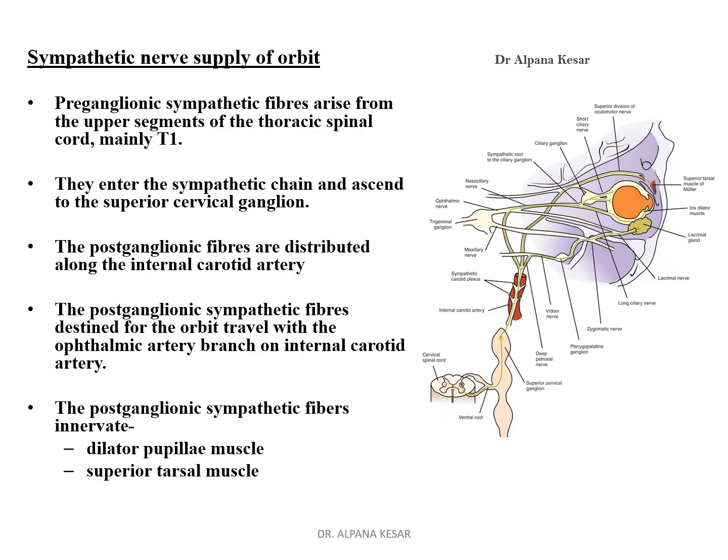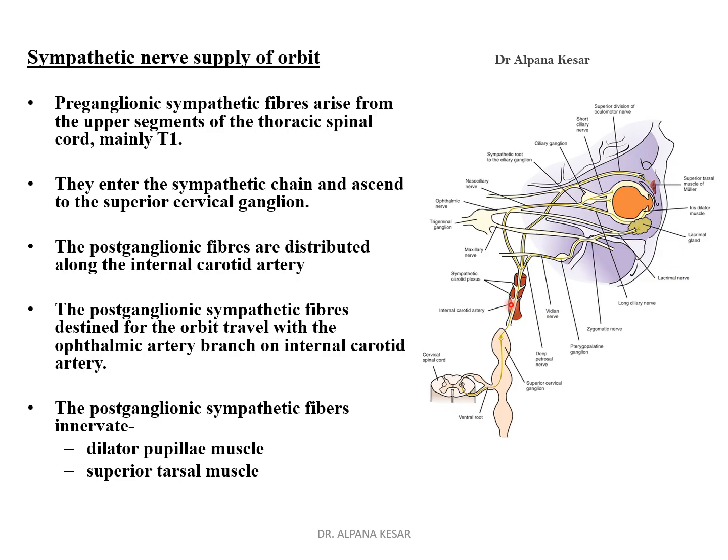Sympathetic nerve supply of the orbit. The preganglionic sympathetic fibers for the orbit arise from the upper segments of the thoracic spinal cord, mainly the first thoracic segment of the spinal cord. The preganglionic fibers enter the sympathetic chain and reach the superior cervical ganglion. The postganglionic fibers from the superior cervical ganglion pass as a plexus around the internal carotid artery and then its branches.